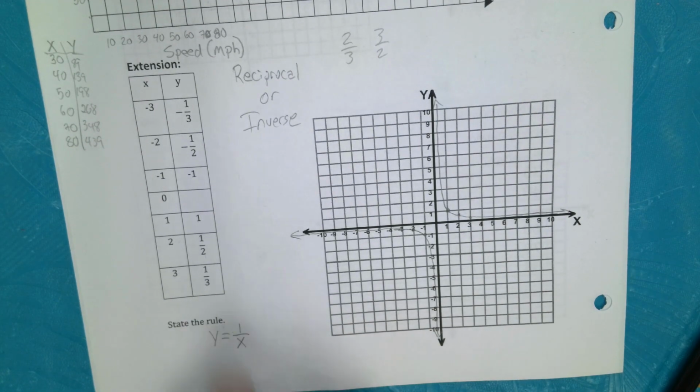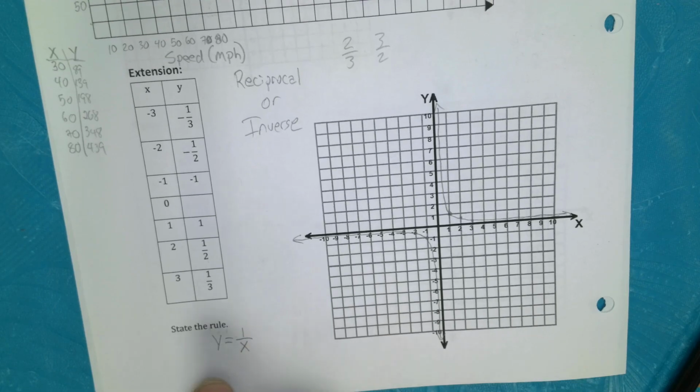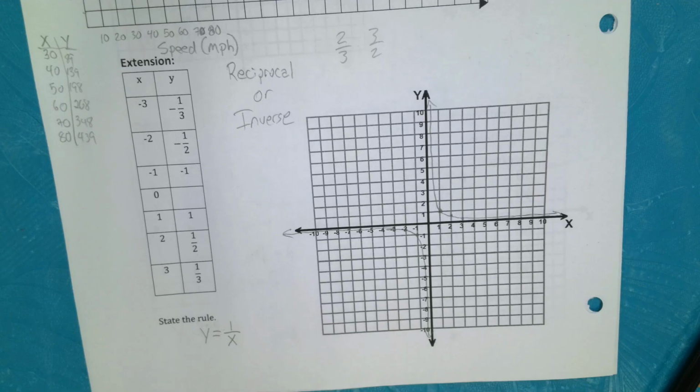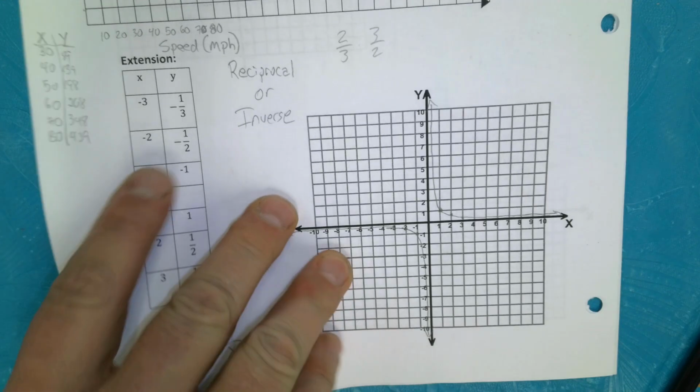And so the main thing I was looking for is to see if people would notice the pattern that these numbers are being flipped. All right, that finishes 2.4.